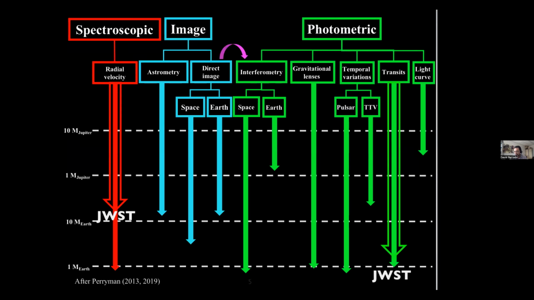So this is a reworking of a very well-known diagram by Perryman. This shows the techniques for the discoveries, but I have overplotted also what James Webb is doing now, not using radial velocity, but using spectroscopy, how far it has gone now, reaching about 20 Earth masses in a particular object. More data is coming. And in the case of photometry with transits, with secondary transits, we have already reached essentially the value of Earth.